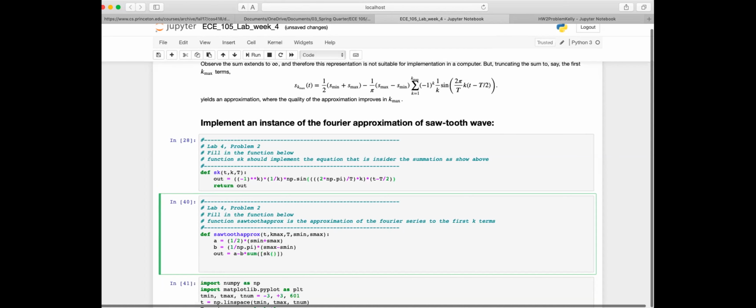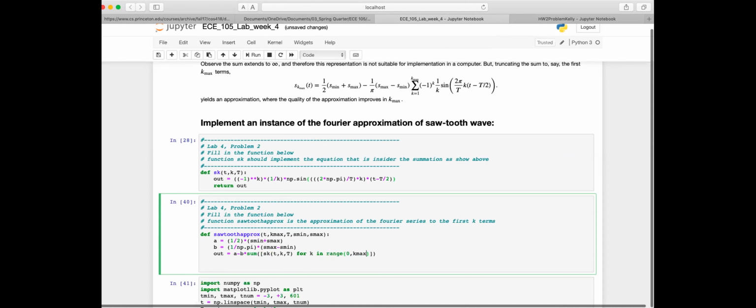What do we have? TK, capital T. But K is not passed in as a parameter. Yeah, that's what we're going to do now. So now get out of the parentheses. For K in range, whatever you had. For K in range 1 to K max plus 1.